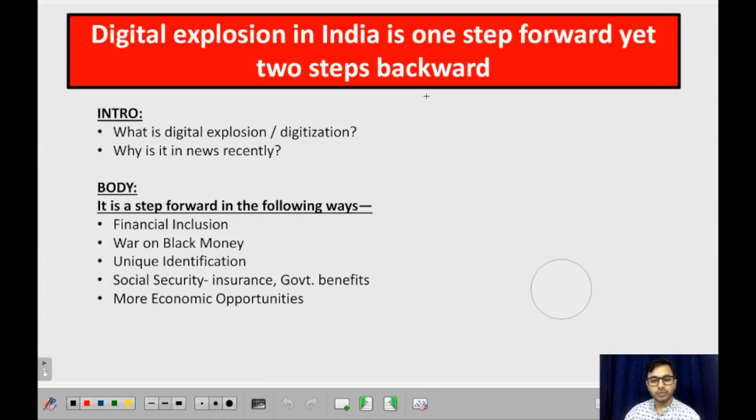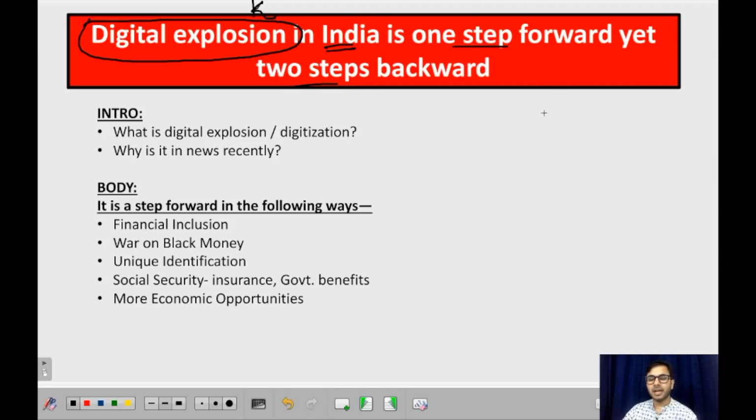What we are going to do is have a look at three things. Number one, the introduction, then the body, and then the conclusion. Now, whenever you start writing an essay, the first step is to identify the keywords. There is only one keyword here: digital explosion in India is one step forward and two steps backward.